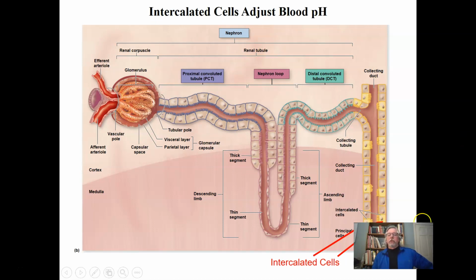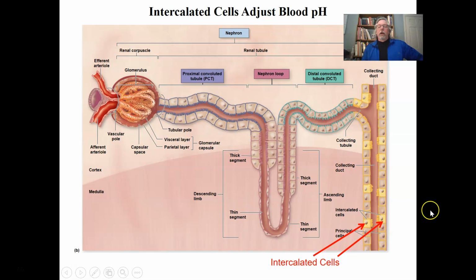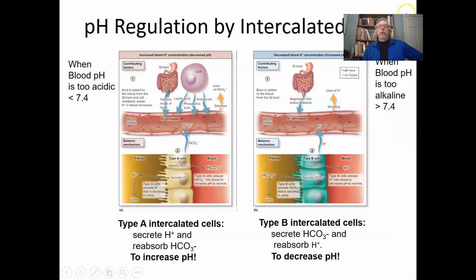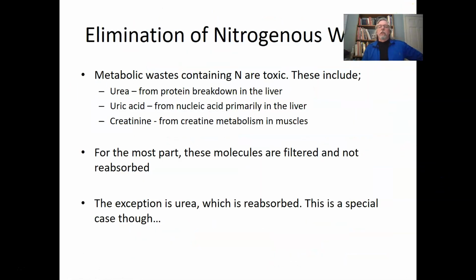So this slide is just looking at the location of the intercalated cells. It's indicating in the collecting duct here, mixed in with the principal cells, but it's also in the collecting tubule and the distal convoluted tubule. Okay? Now, if we look at the two main types of intercalated cells, that's shown on this slide.